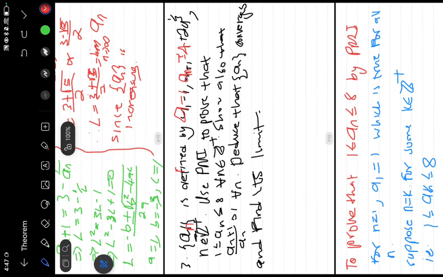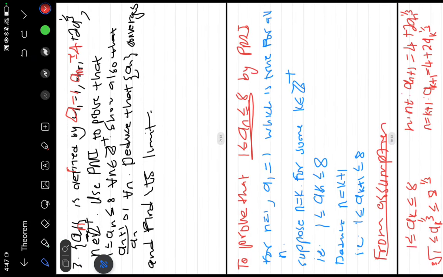Then first what you need to do is prove this using mathematical induction. For n equals 1, you check your a1, which is 1, which is true. And then you suppose that n is equal to k for some k element of positive integers, because that's what they defined on the question. Then from there we can say, I.E., this is our assumption.